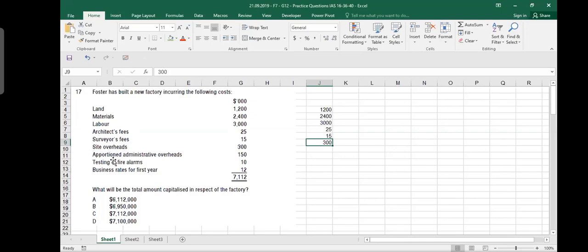means that these are the overheads which you are already incurring in your office, and some part you give to the building. So these are apportioned overheads. These are your existing overheads. So we will ignore it. This 150 will not come.